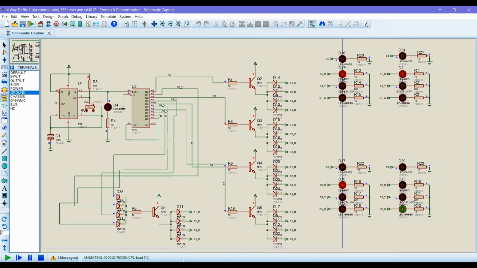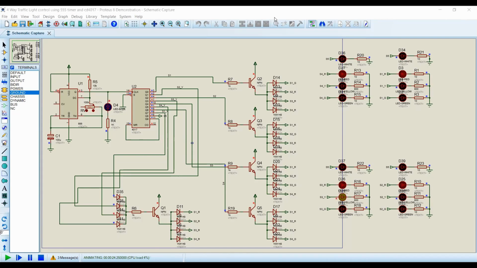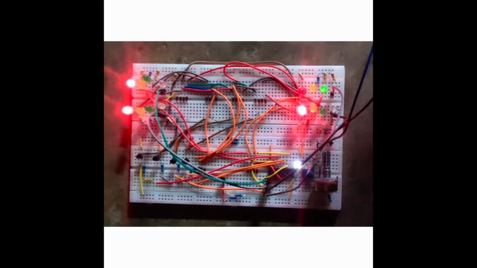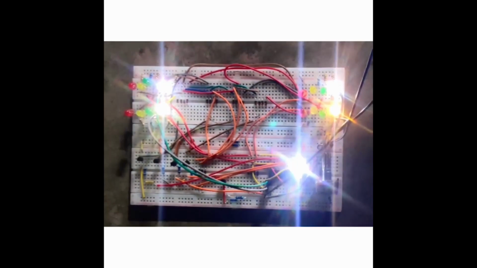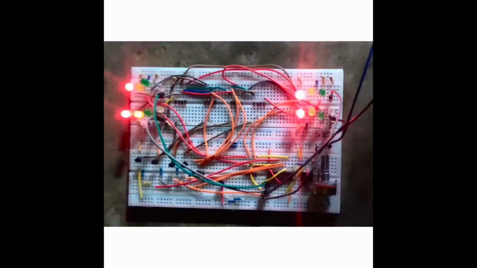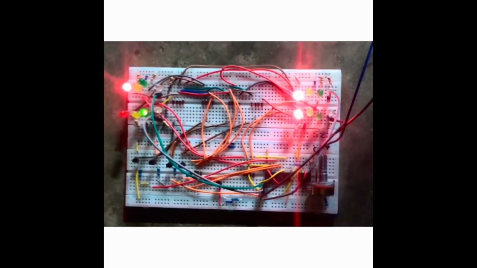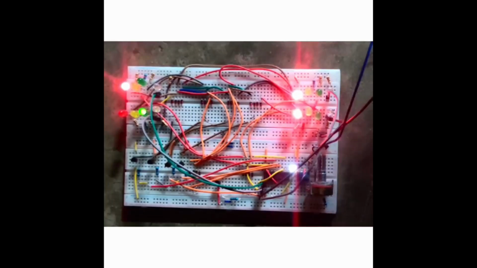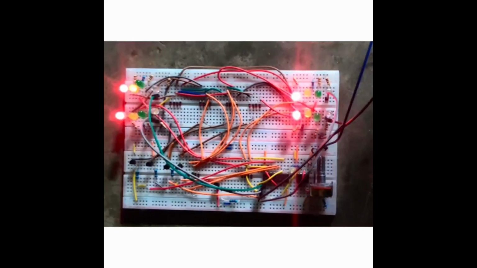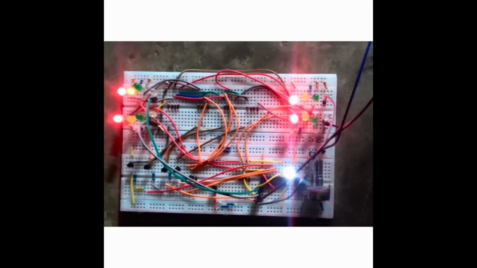My teammate Sakib will show you the hardware results now. Assalamu alaikum, I am Sakib Sharia, ID 1706113. Here, during the white light cycle, the pedestrian will cross the road. According to our logic, yellow and red LED is on in one road and green light will be on after that. During this cycle, the other 3 red LEDs are on in the other roads.